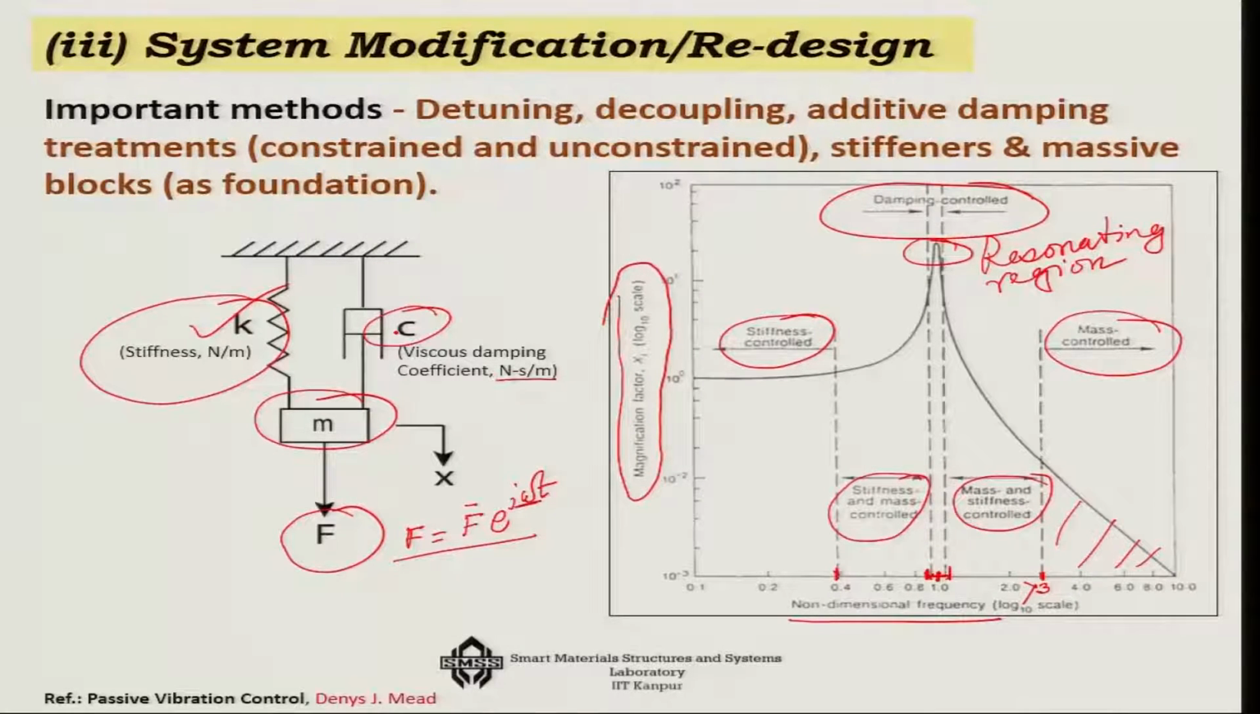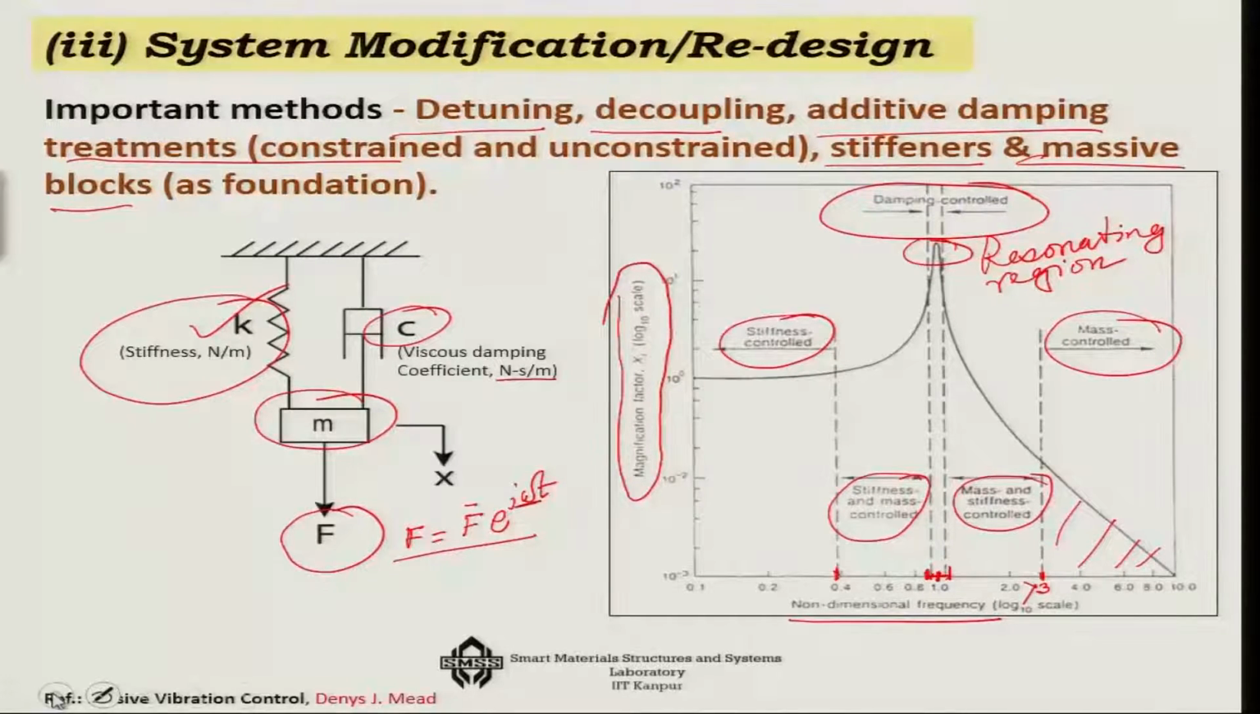Now, to implement that, there are certain strategies that one can use, like detuning, decoupling, or placement of additive damping treatment, which can be constrained or unconstrained, then stiffeners and massive blocks such as foundations or water tanks, etc. So, these are all various strategies of system modification, but the basic fact we have to keep in our mind.